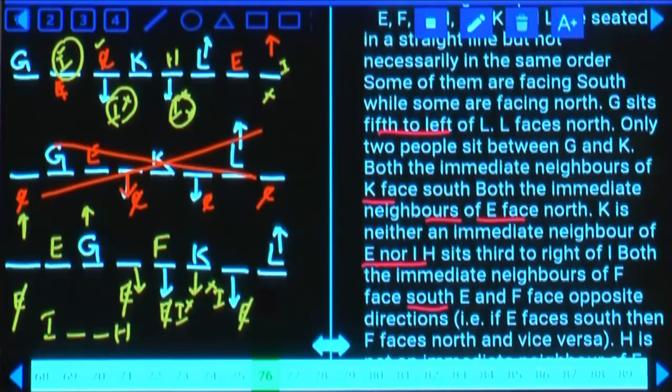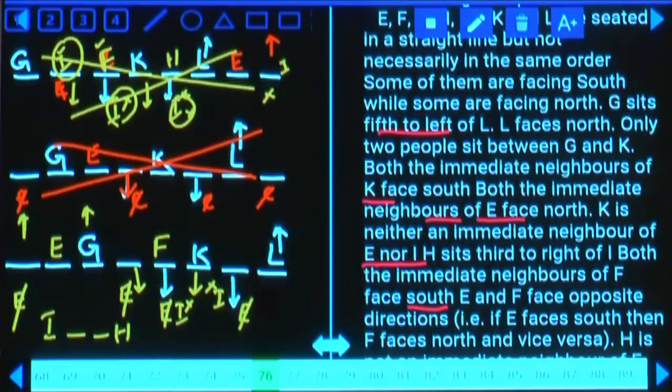Where should this F be? F must be here only. Then F is here. Immediate neighbors of F are facing towards south. Both these two must be towards south. And if I is like this, then H is to the left of I rather than to the right. Are you following this one or not? And the first case is completely ruled out.